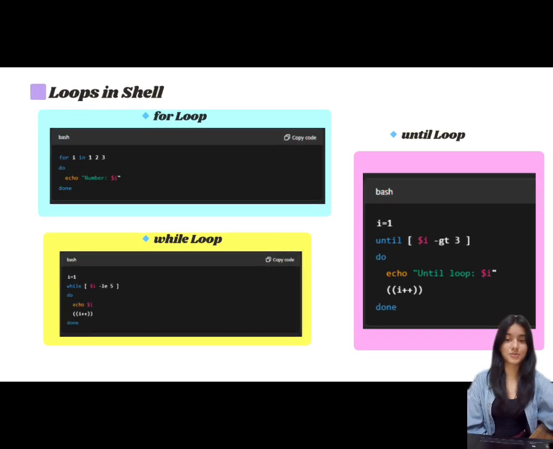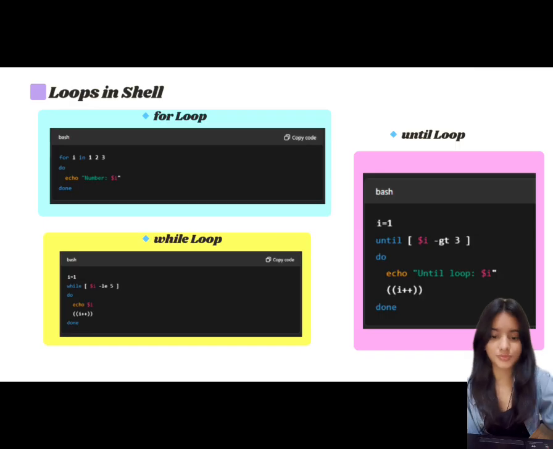Finally, loops. You have three common types: for loop, while loop, and until loop. The for loop iterates over items. The while loop runs while a condition is true. And the until loop runs until a condition becomes true. Add in something like an increment operator, the plus plus operator, post increment or pre increment, in the iterator for counters, and you are scripting like a pro.